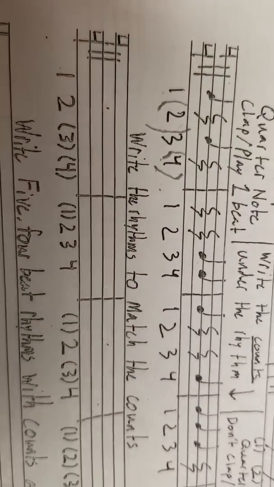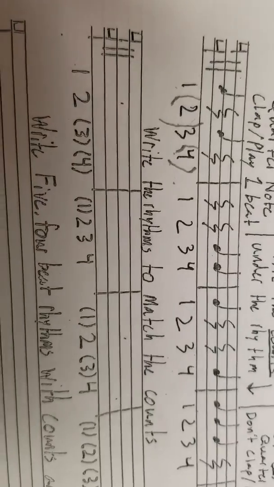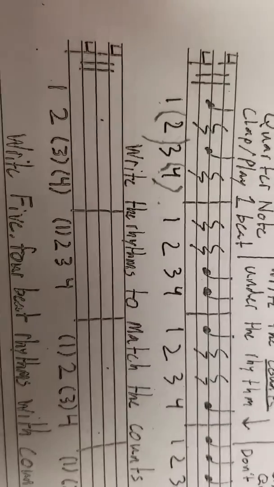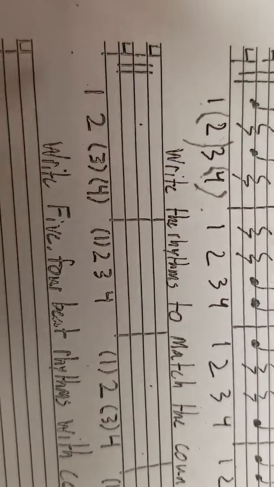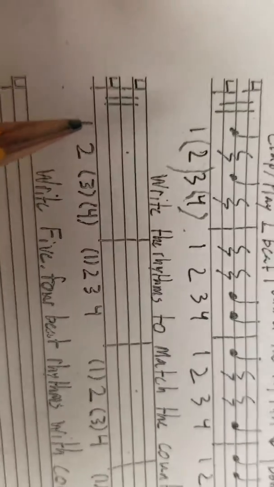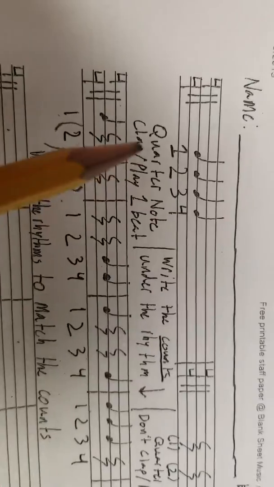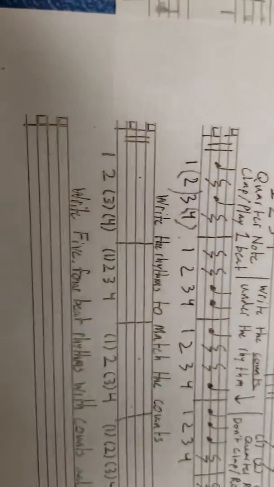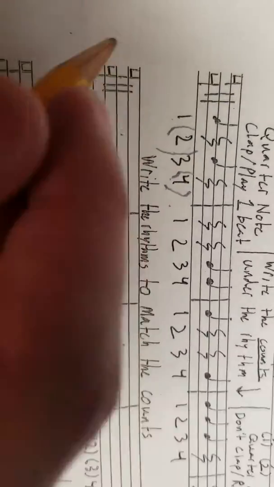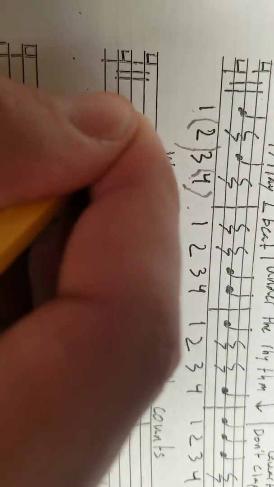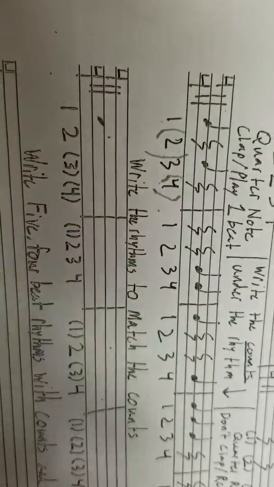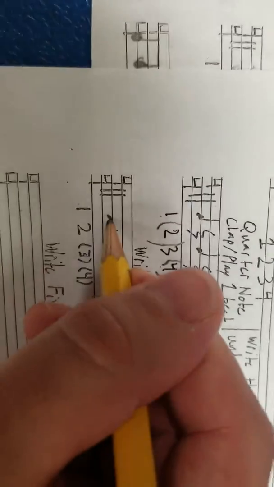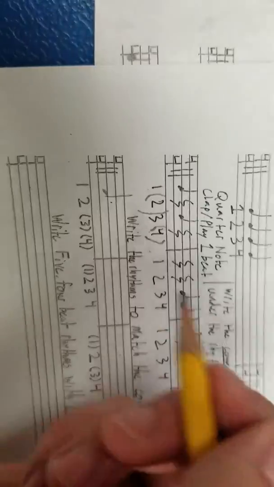So the next section says I've got to write the rhythms to match the counts. So this is the opposite. So I see right here, I've got that number 1. I look up here, what do I do when there's a number 1 with no parentheses? Write a quarter note. So I'm going to go over here, put a quarter note, put a little dot. There's my line, I got a quarter note.